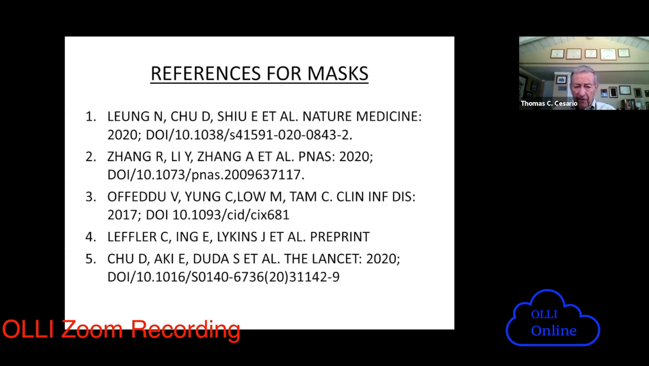So these are the references to masks that I talked about. And this is just a sampling. The number 4 reference also talks about the importance of social distancing. We are pretty sure that using masks and social distancing have prevented a significant number of infections where they have been used. The problem we have is convincing everybody to use them. And that's been a big difficulty for us in the US. Next slide.